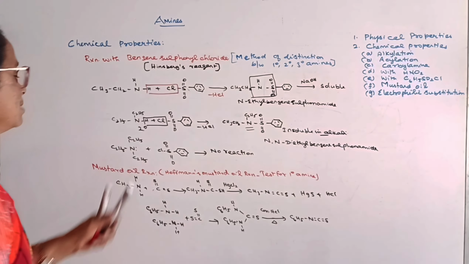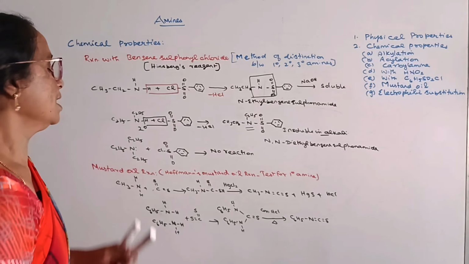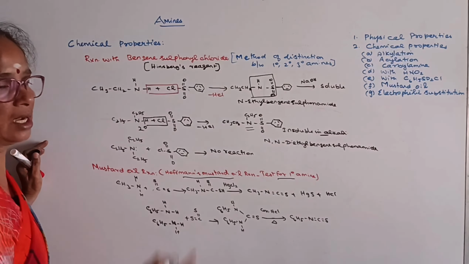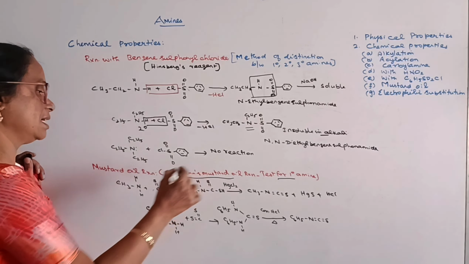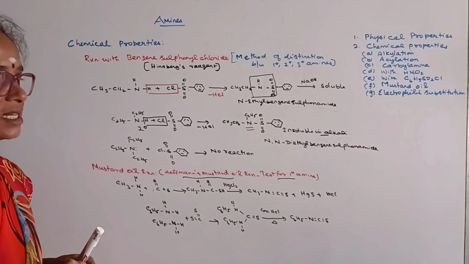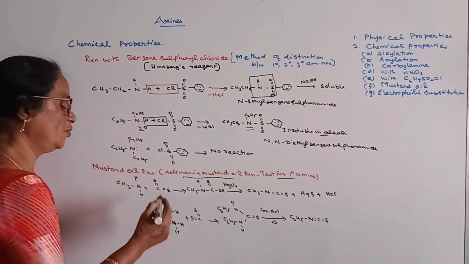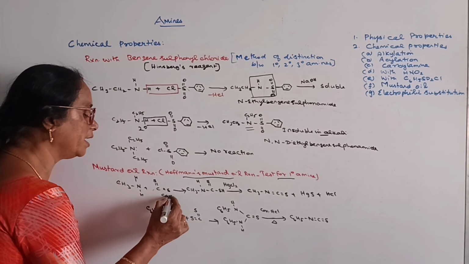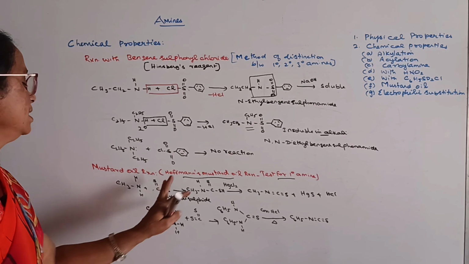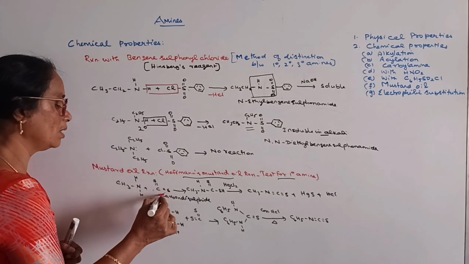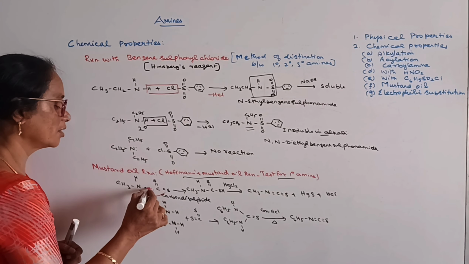The next one, the mustard oil reaction. This mustard oil reaction is also called Hoffmann's mustard oil reaction, and this is also taken as a test for primary amine. Like the carbylamine test, one more test is Hoffmann's mustard oil reaction. In this case, the primary amines are treated with carbon disulfide. So when a primary amine is treated with carbon disulfide, that makes the compound like this.